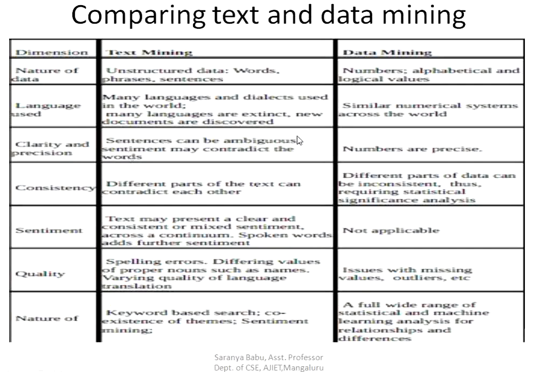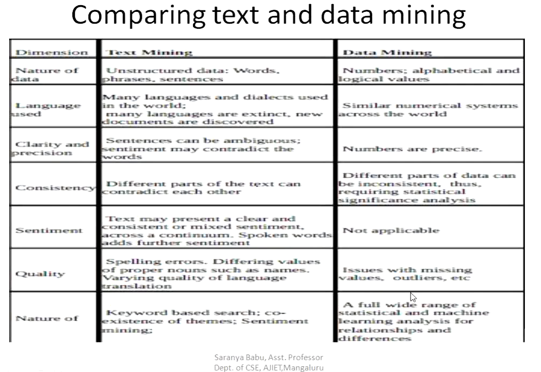Clarity: sentences can be ambiguous, that can be confusing. The sentiment may contradict the words. Here it is numbers, they are precise. Consistency: different parts of the text can contradict each other. Here different parts of the data can be inconsistent, thus requiring statistical analysis. Coming to sentiment, text may present a clear and consistent or mixed sentiment. In data mining it is not at all applicable.